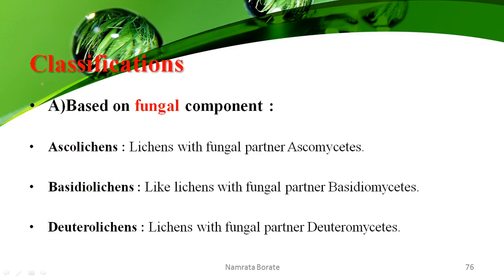The next one we see is the classification of lichen. Lichens are classified on the basis of the fungal component or on the basis of the external form. The first one is the classification based on the fungal component. Lichens are of three forms. First is ascolichen, second is basidiolichen and the third is deuterolichen. We already studied the kingdom Fungi in the last video.